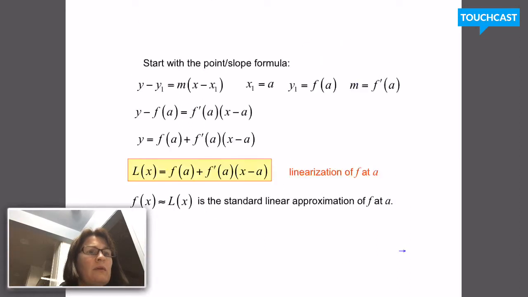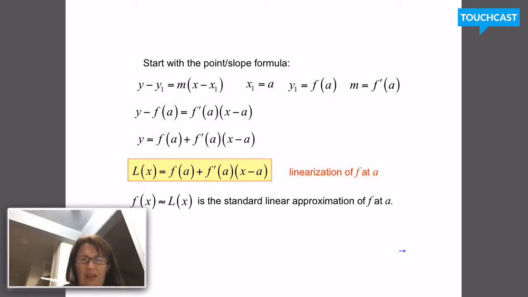So, start with the point slope formula. y minus y1 is m times x minus x1. If you took that equation, and since we're thinking of writing a tangent line equation, instead of thinking the slope, we're going to think f prime. And instead of thinking x1 and y1, we're just going to think some input value.